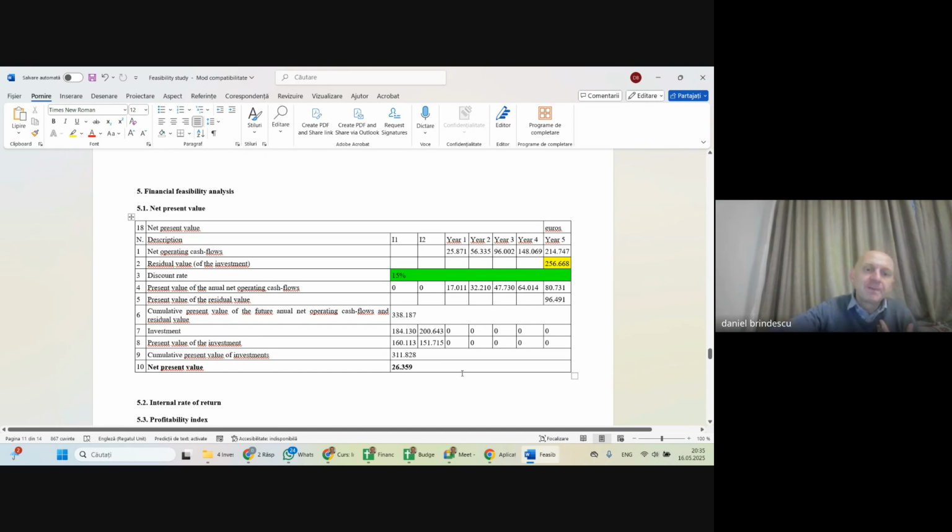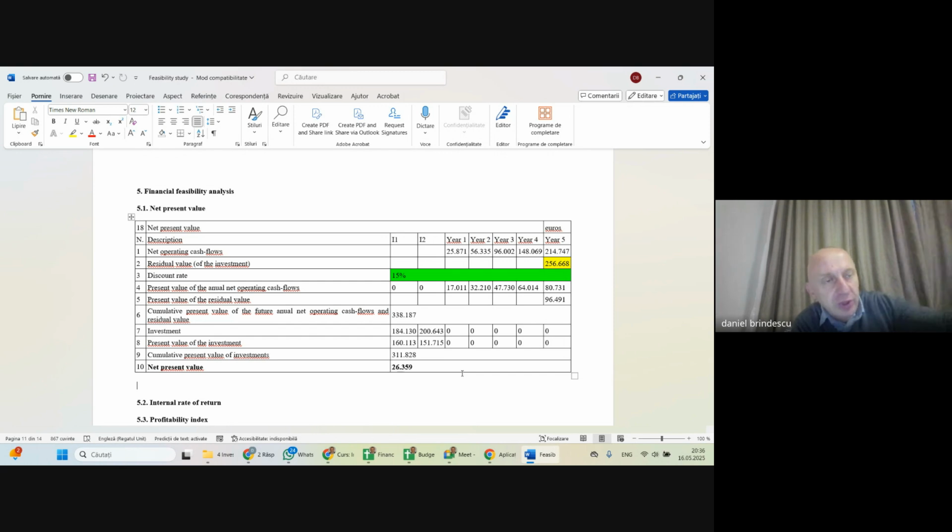Again, my suggestion is to explain that the net present value is positive, 26,000, in my case 359, and what that means. That through the investment, through the future net operating cash flows with the residual value, we would be able to recover the capital, to get the expected return of 15%, and something in addition. So the positive value suggests to us to do the investment. So at least explain that.